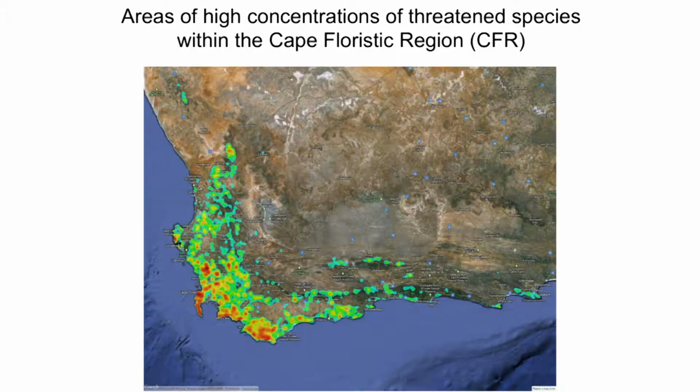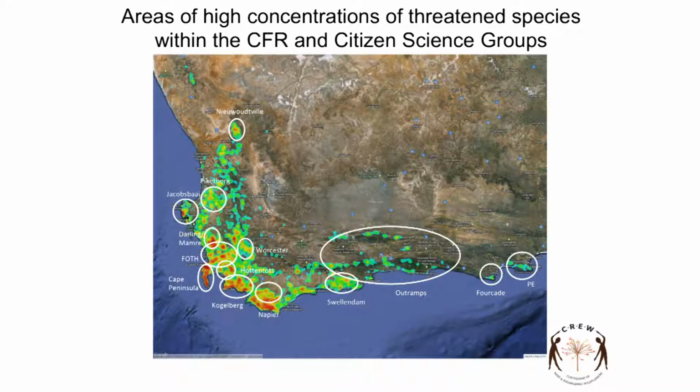Now moving on to the Cape. This map shows the areas of high concentration of threatened plant species within the biodiversity hotspot of the Cape Floristic Region, and pay attention to the red blotches on this heat map. These are areas where the CREW citizen science groups work. So for obvious reasons, we work in areas of high concentration of threatened plant species, and they've been working in these areas since 2003.